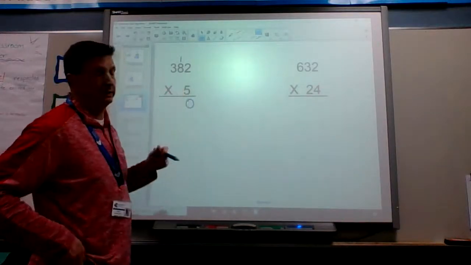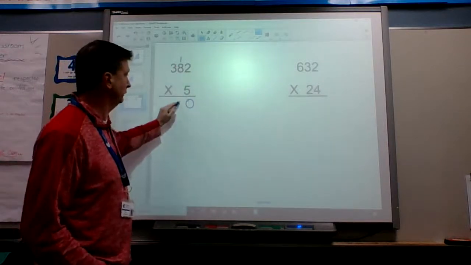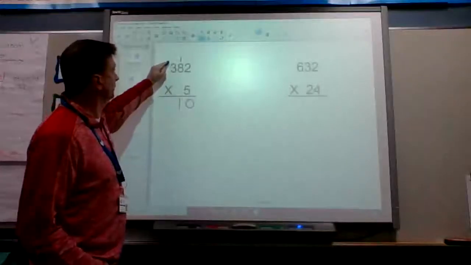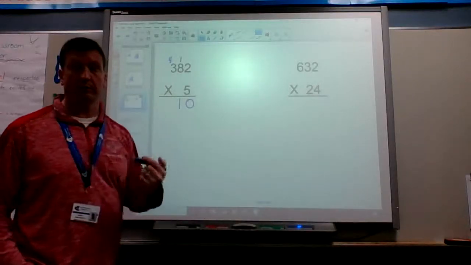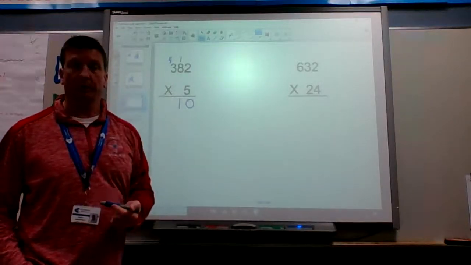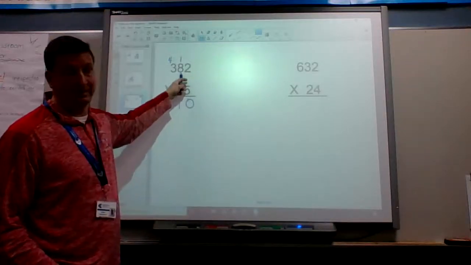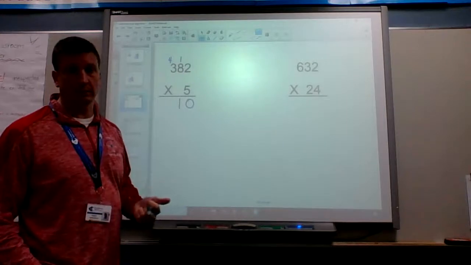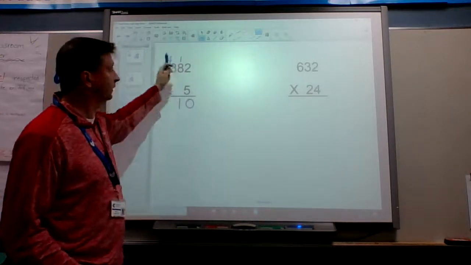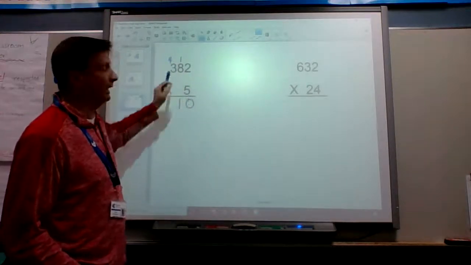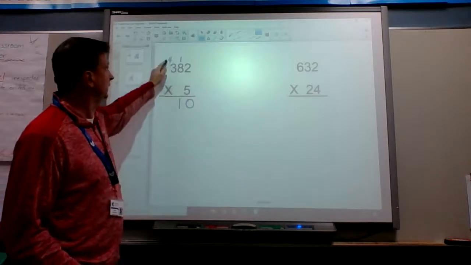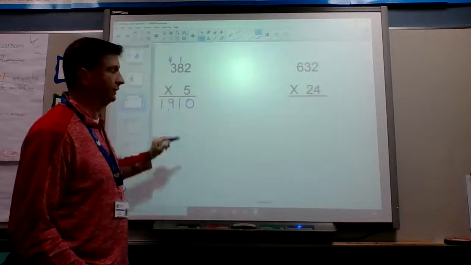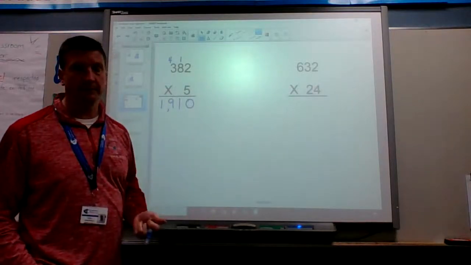So 5 times 8 is 40. One more makes 41. Okay. So I'm going to bring my 4 and put it above my hundreds digit, because actually it's going to go in the hundreds place. If you think about 8 tens, which is 80 times 5, that's going to be 400. So we're going to bring that over. We have 5 times 3 is 15, and 4 more make 19, or 1,910.